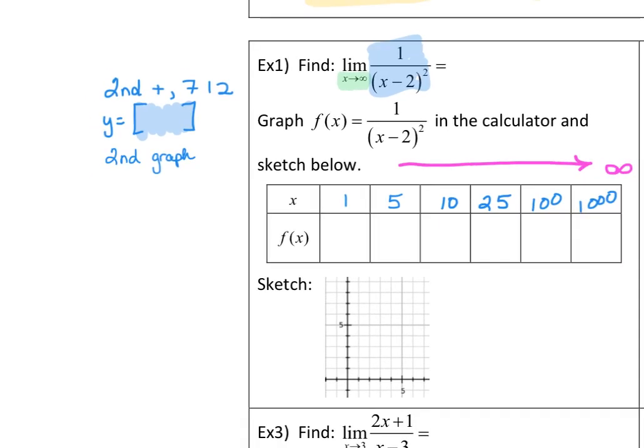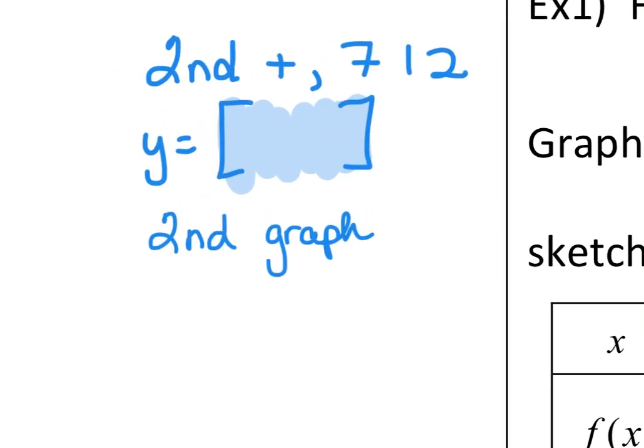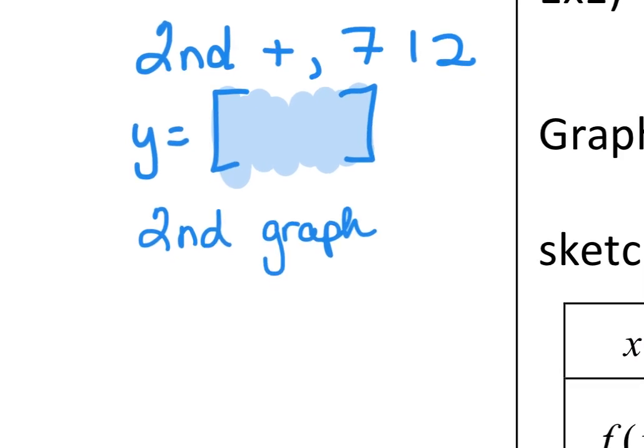But here, the other issue is that you would have to scroll a very long time to find x is 1,000. There's a much faster way to do that. So to change the x values in the table, so that you are only looking at the x values that you want, what you want to do is press second and then window, which brings you to the table settings.